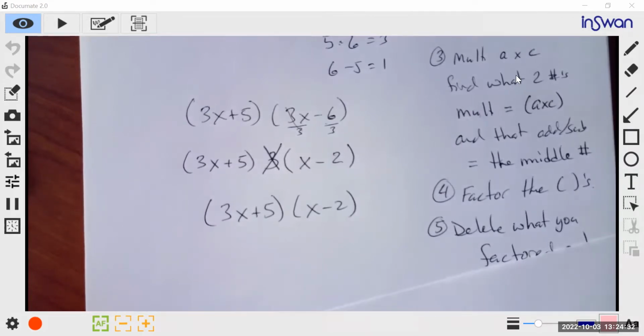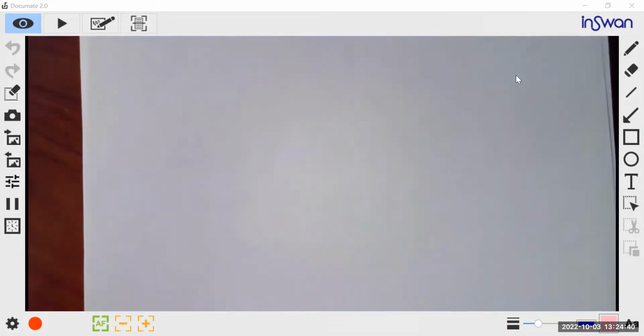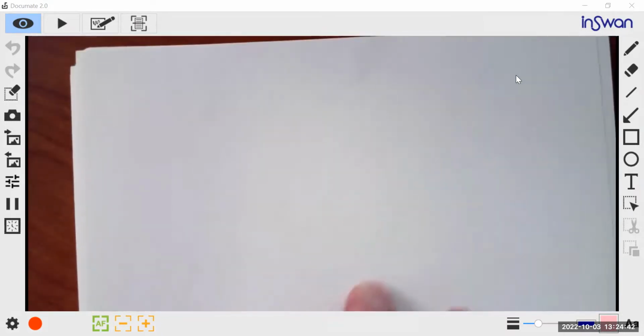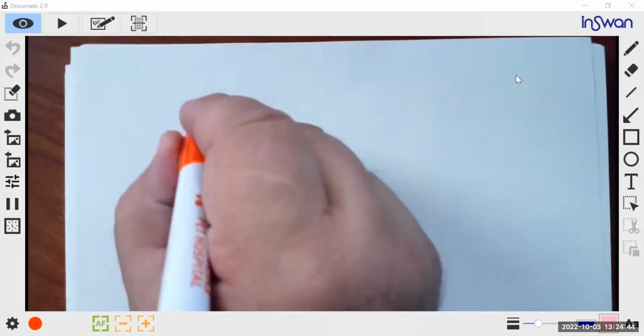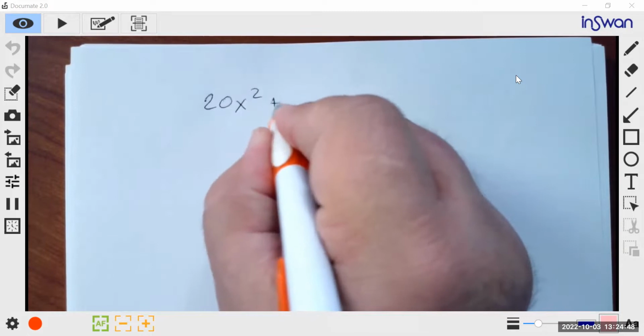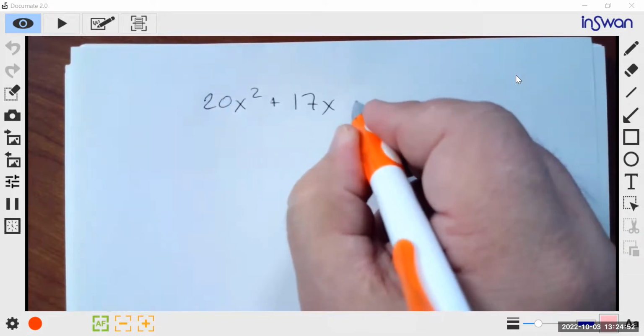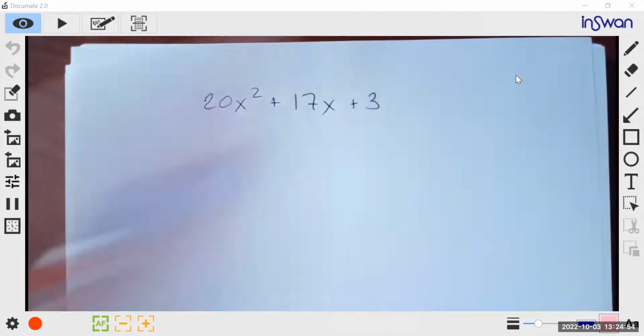Let me get another one here. So here's another one. X squared plus 17x plus 3.